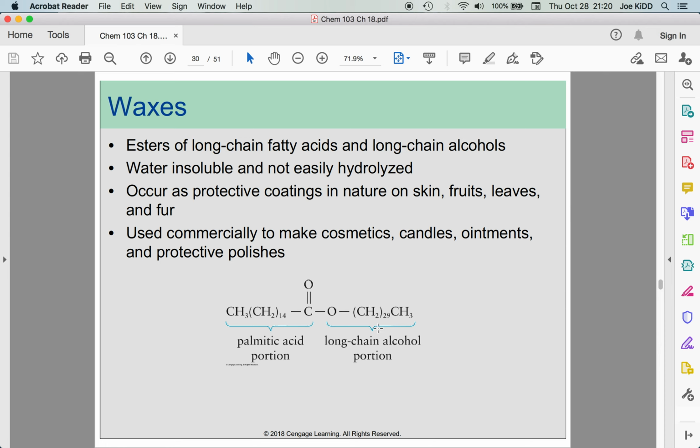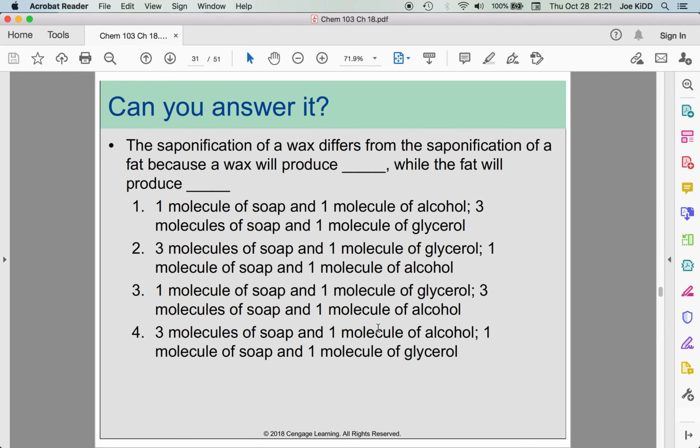These waxes are seen on everything from skin to fruit to leaves to fur. Basically any natural wax that is derived from a plant or an animal will exist as these long chain esters. It's also very important for things like making candles, cosmetics, and protective coats on furniture, cars, all that kind of stuff.